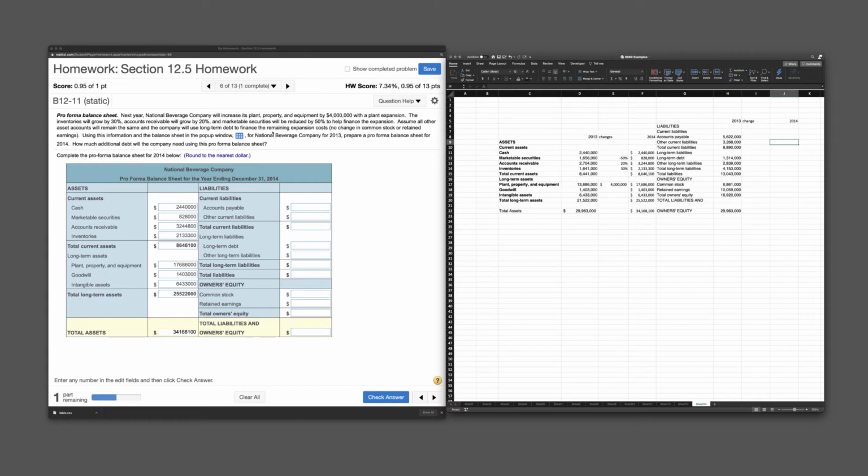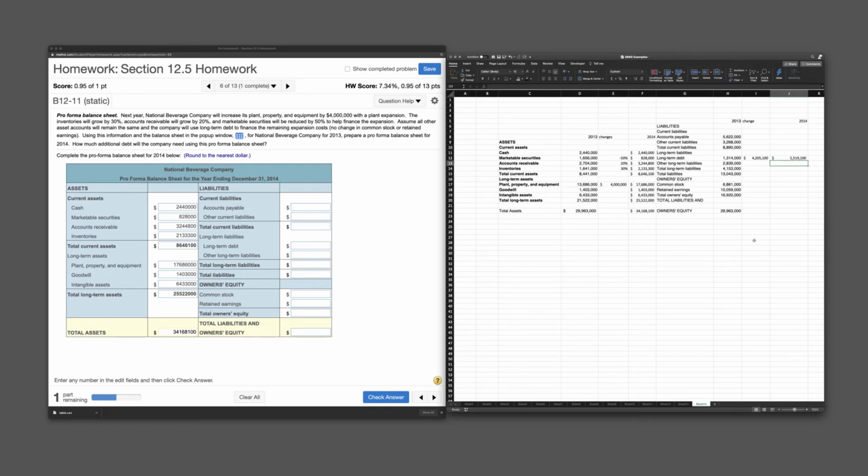The only thing we know that has changed is that the company will use long-term debt to finance the remaining expansion costs. All right, so remember, we reduced our marketable securities. We've paid off some of the expansion costs, but basically the difference in our assets is going to be the remaining costs. So if we go to our long-term debt, we know that whatever the difference that is still owing to increase our assets, we need to account for it in our long-term debt. So that's how we're financing it. Okay, we're not issuing out any stocks or anything like that.